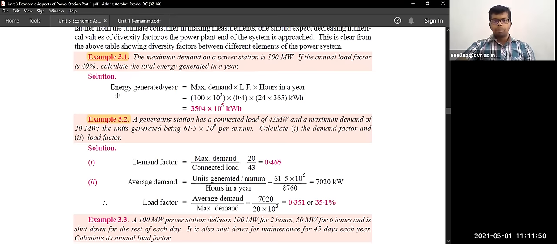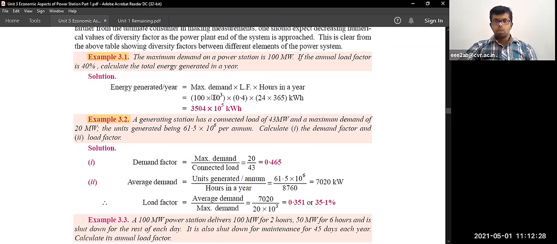Okay, so always energy should be in kilowatt hour. Even in our home, I think you have already seen in your energy meters, it is mentioned in kilowatt hour. Whatever load you consume, that is displayed in kilowatt hour. So in the problem it is given in megawatt, so we are converting that megawatt into kilowatt. All the units should be in kilowatt. So we are taking 100 into 10 to the power of 3 kilowatt.